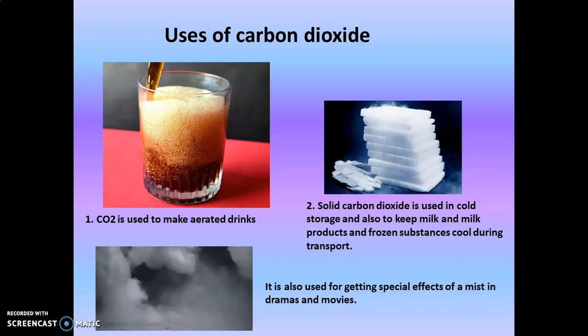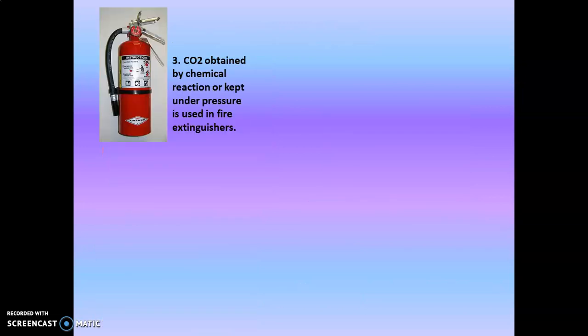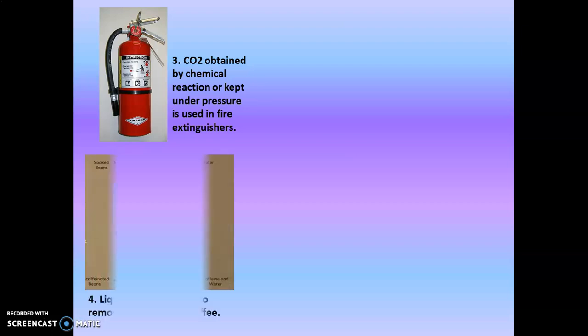It is also used for getting special effects of a mist in dramas and movies. Very often you could have seen this mist that is formed in dramas and movies, that is carbon dioxide. And carbon dioxide is a colorless, odorless, non-poisonous gas. So it does not cause any harm to us. Then carbon dioxide, by chemical reaction kept under pressure, is used in a fire extinguisher. Fire extinguisher we will be studying in detail. Here carbon dioxide is used because carbon dioxide does not support burning.